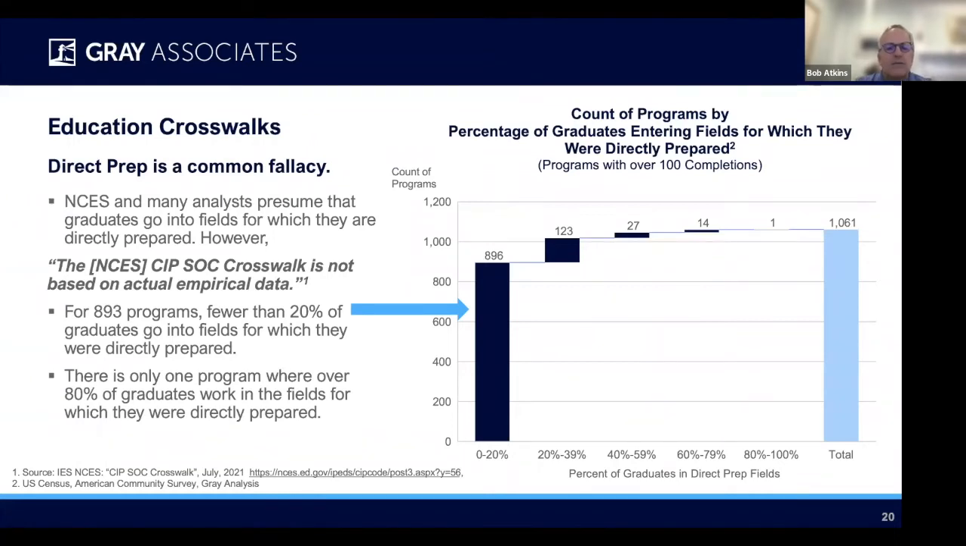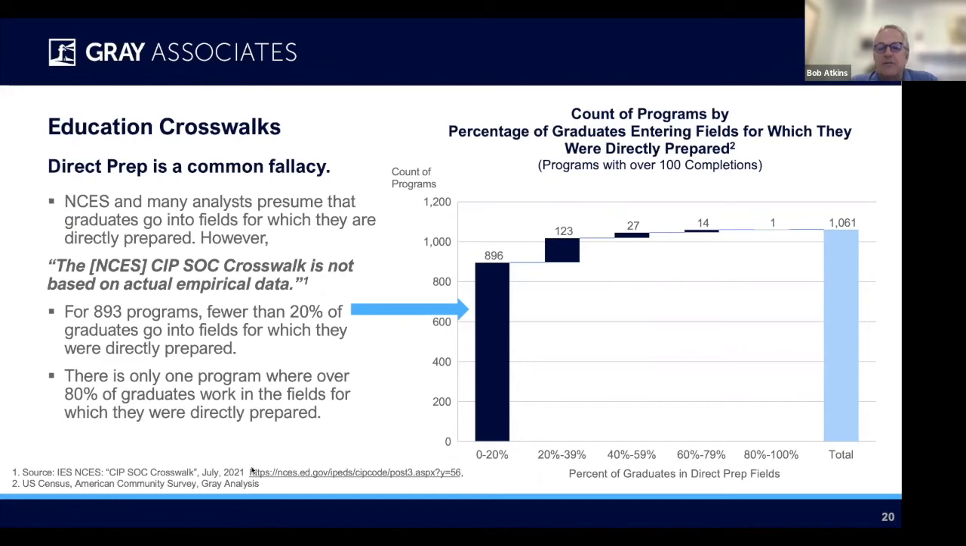Now, there's a little catch here. You see the quote on the left-hand side. This is directly off the NCES crosswalk, this particular quote. And I'm going to read it out loud because it was unbelievable. When I was actually writing my book and I went to verify the crosswalk and I read this paragraph, I just couldn't believe it. The NCES CIP-SOC crosswalk is not based on actual empirical data. That is kind of a shocker. It is based on the opinions of labor market economists about what somebody with a given degree is prepared to do. Now let's take a look at reality.